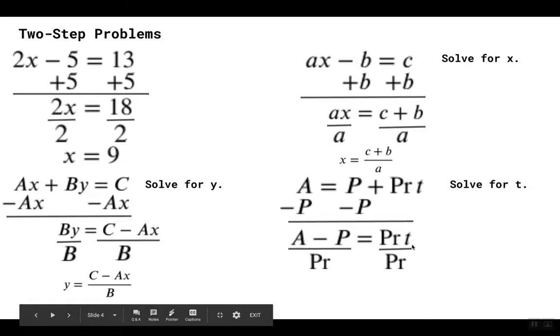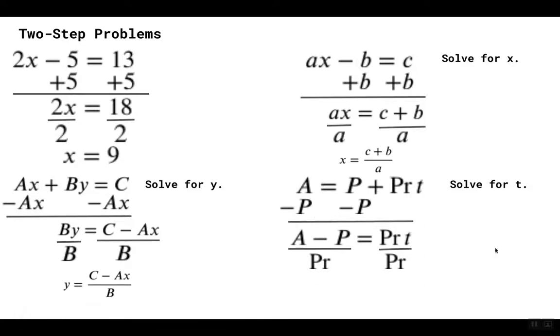We want t to be isolated. This over here, we're just going to have to copy. So t equals a minus p over p times r. All right, I know it looks weird. Make sure you've got it all copied down. Maybe go back and try some of these by yourself to see if you can do it, and we're going to do lots of practice in class.